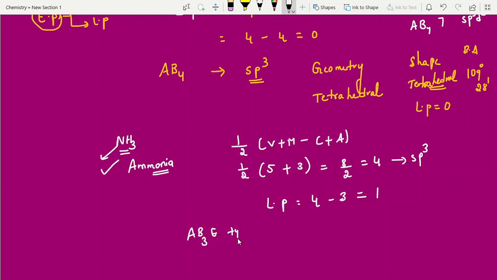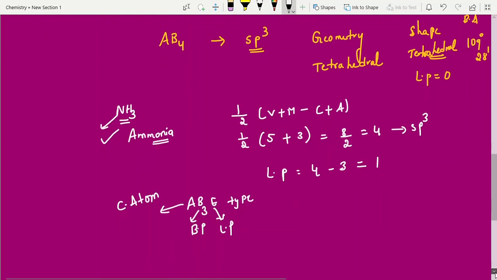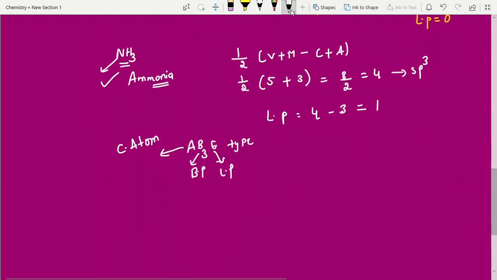This is AB3E type. Here B is nothing but the bond pair, E is nothing but the lone pair, and A is nothing but the central atom. Clear? That means out of 4, 1 is a lone pair. If a lone pair is there, definitely repulsions will be more. So I am writing one more point after this explanation. Clear explanation I am giving, and in the next video many examples we can do. Then you will get a good idea. Species also I will upload. So 4 minus 3, 1.